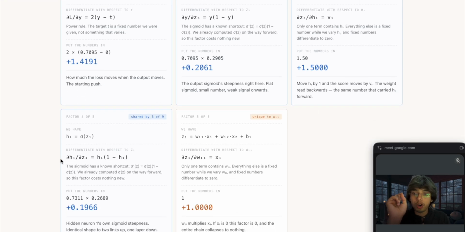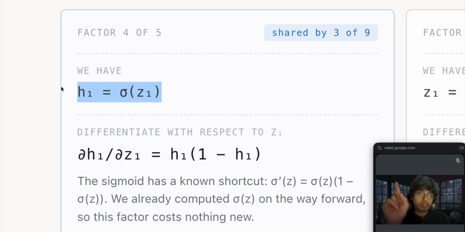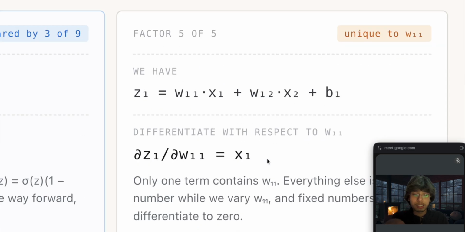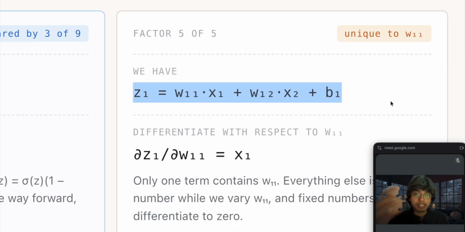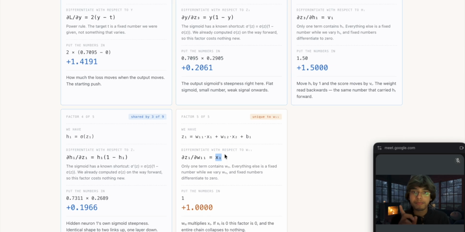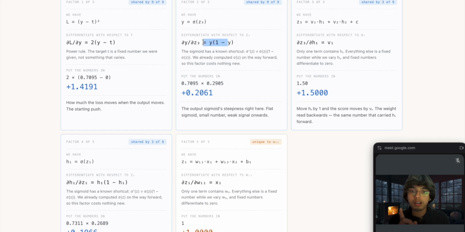Perfect. Let's move on. Again, we have a sigmoid function, but now between h1 and z1. But the pattern is the same, that we get h1 times 1 minus h1. And now the final step where we get the relation between z1 and w11. We'll treat this as constant, so we get x1.